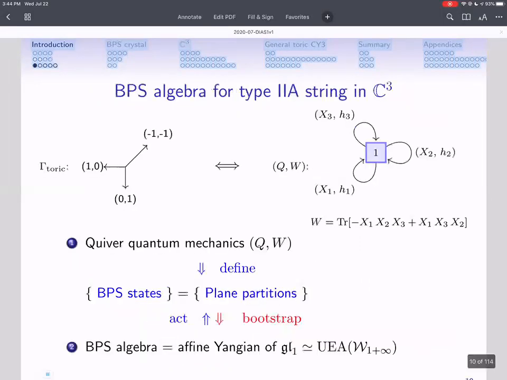To proceed, let's go back to the C3 case to see whether this offers some other hint as to how to generalize to the general toric Calabi-Yau. If you start from the quiver description, you see that the quiver description allows you to build the entire set of BPS states from which you can bootstrap the BPS algebra in this case.